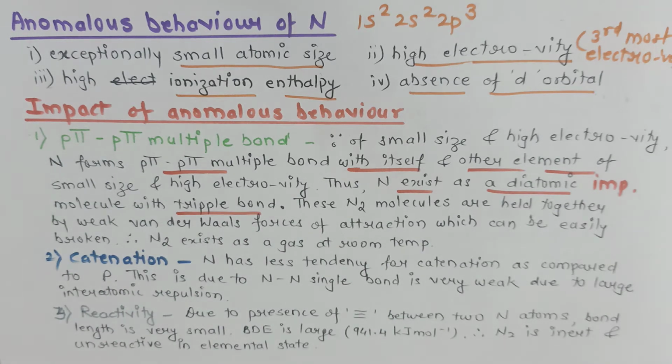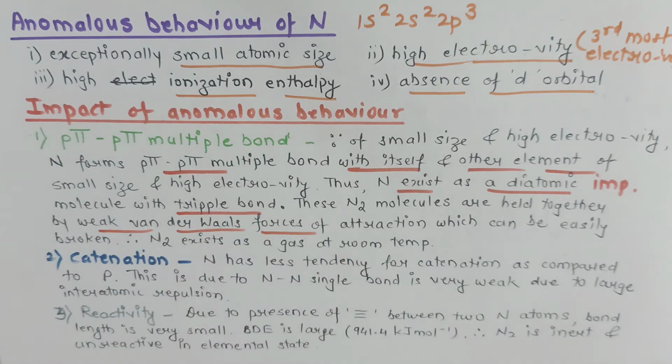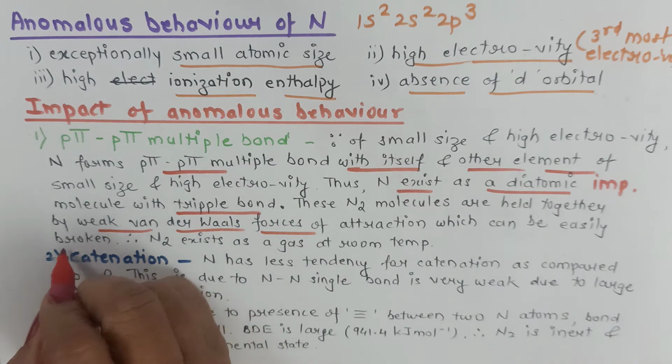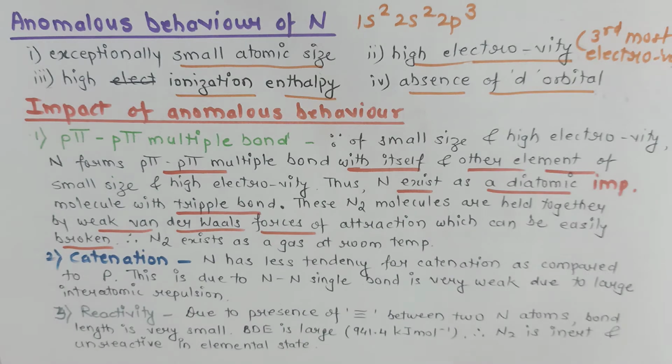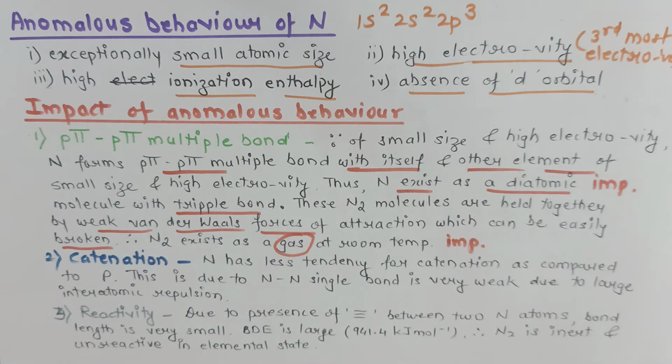Now when nitrogen undergoes p-pi bonding, it forms a triple bond. These molecules are held together by weak van der Waals forces and these can be easily broken. And therefore nitrogen exists as a gas at room temperature. This is your next important give reason question.